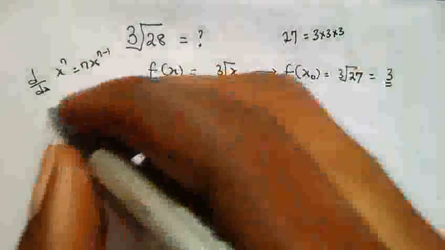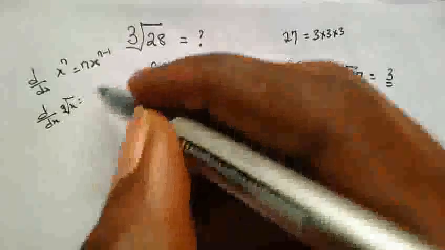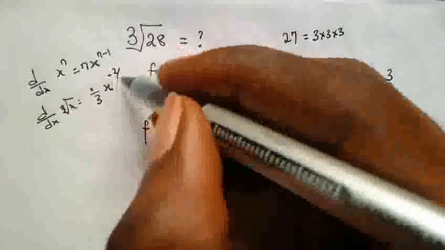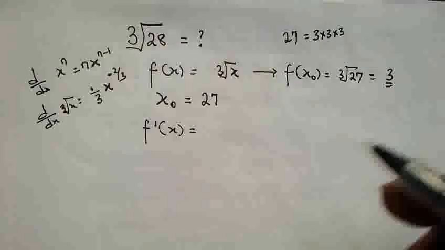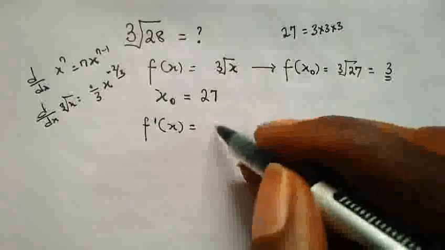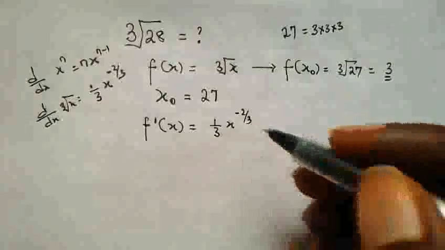So remember, d/dx of x raised to n, that is any power, is equal to multiply by n, then subtract 1, okay? So we can see that the d/dx of cube root of x is going to be 1 over 3 x raised to negative 2 over 3. Okay, so here we have f prime of x to be what? 1 over 3 times x raised to negative 2 over 3.